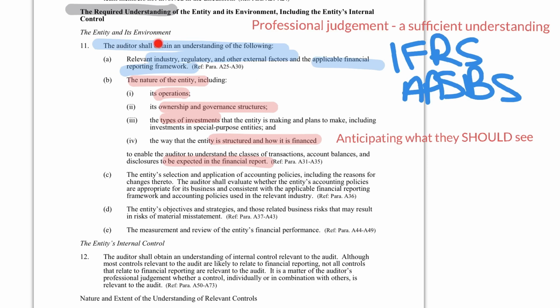So I need to know about the industry. I need to know about the company. And then I also need to know about their accounting policies. Now that also means that there could be a link between ownership and governance structures and operations and executive compensation and perhaps accounting policy choice. I also need to look at objectives and strategies. What is the business trying to achieve? Because our accounting policy choice, our operations and our governance structures will be affected by those strategies.